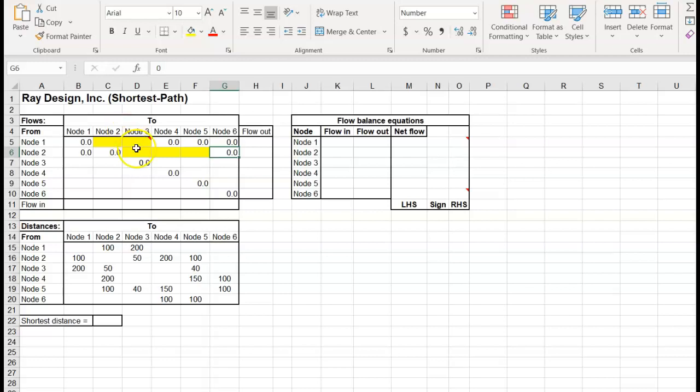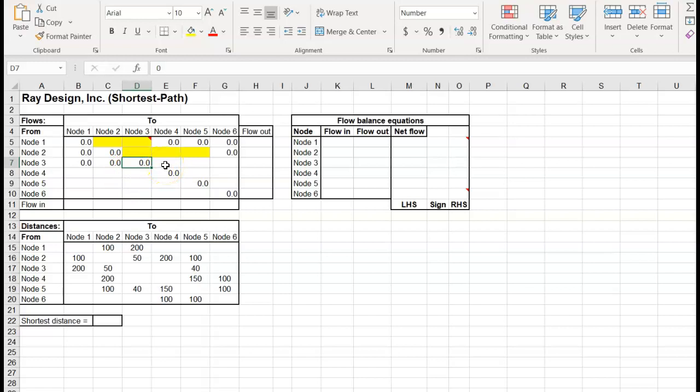So even if some of these yellow cells are 0, you know that it's because Solver didn't select those roads, not because they didn't exist. So the color coding helps you identify which roads actually exist and have not been selected, as opposed to roads that don't exist and have 0 values in them. So from node 3, again, you're probably not going to go backwards, so you can set those to 0.